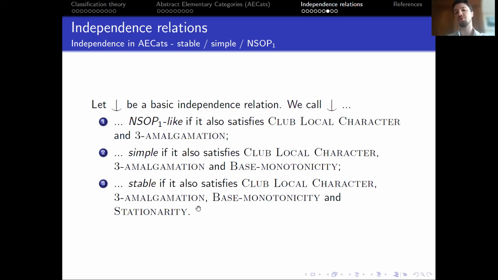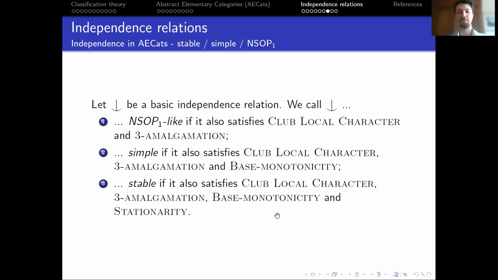And so you see that this is really an increasing definition, right? So anything that's stable is simple, and anything that's simple is NSOP1-like, just as we had in the picture at the beginning. Now, this is not the most economic definition possible. For example, in a stable independence relation, tree amalgamation will already follow from stationarity modulo some of these basic properties. So if you actually want to find out whether or not your relation is stable, you don't need to check that property. But just to really emphasize this increasing definition, this hierarchy that we have, I like to keep them in there.